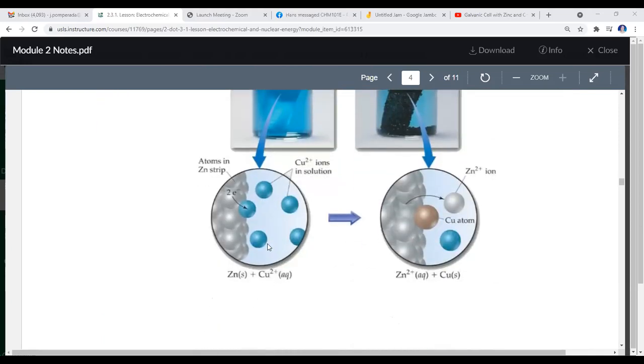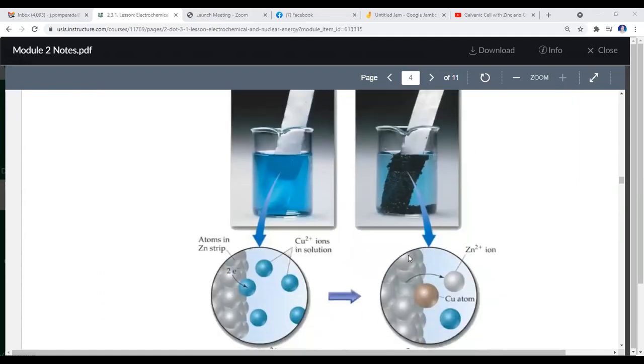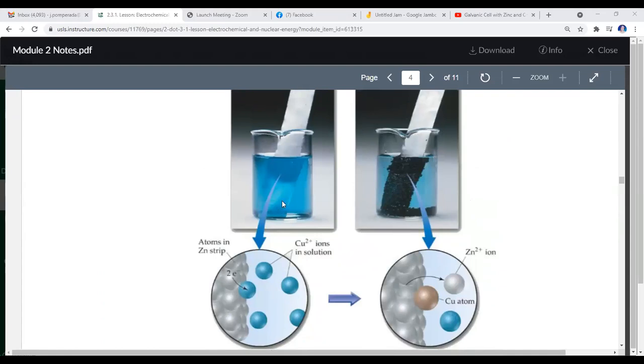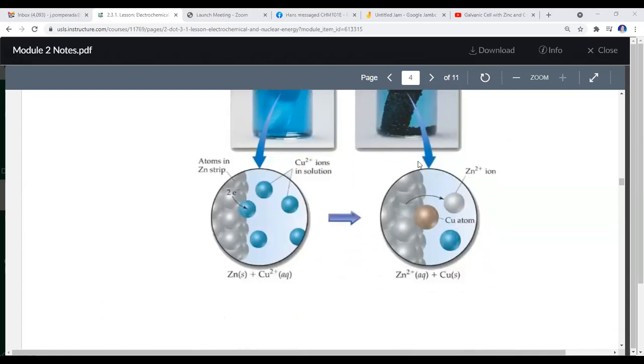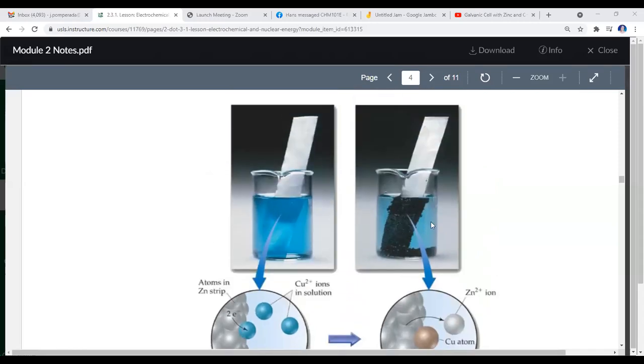So this is the initial thing that happened. These are your reactants and these are your products. From this particular reaction, this is your original reactant, the original state, and this is now your product. The zinc 2+ plus the copper, this is now the resulting scenario.